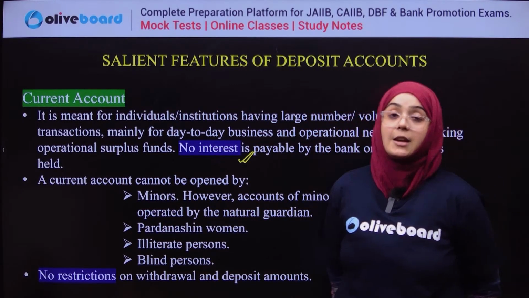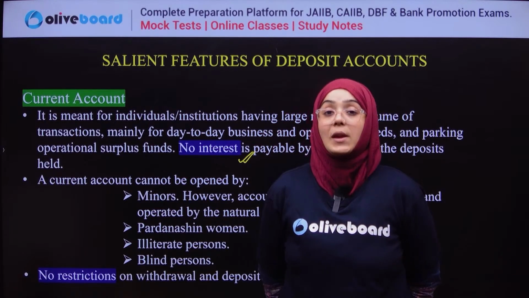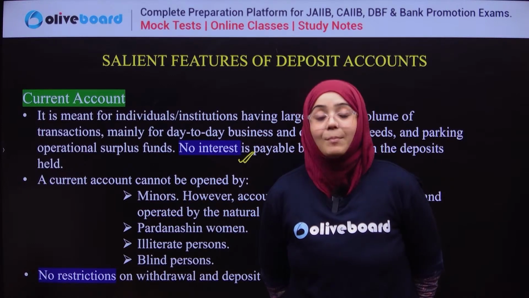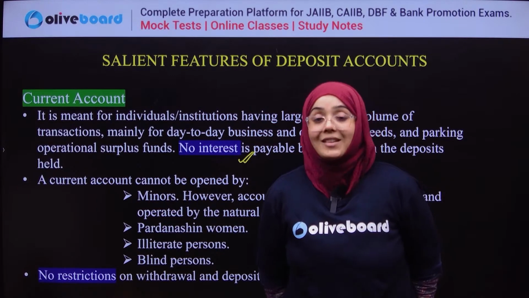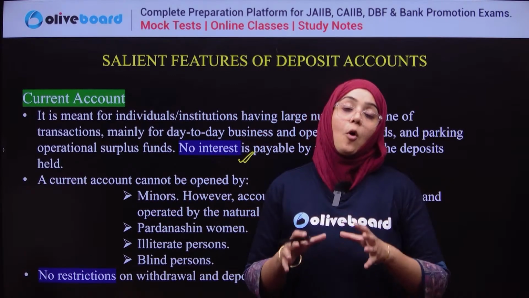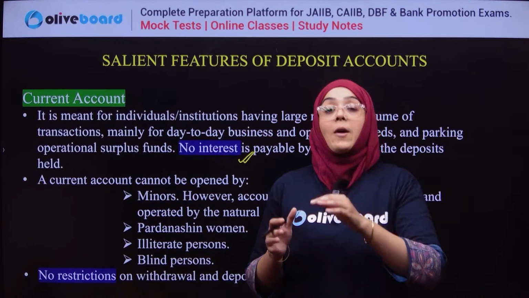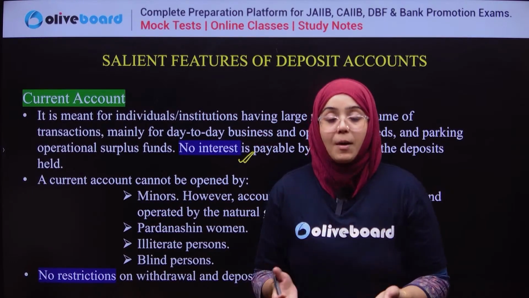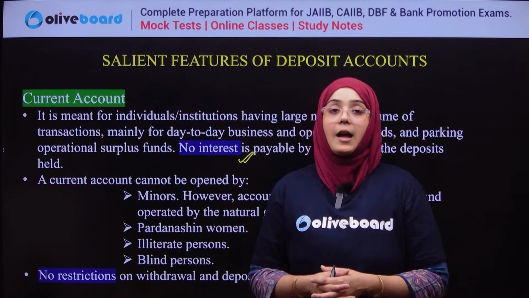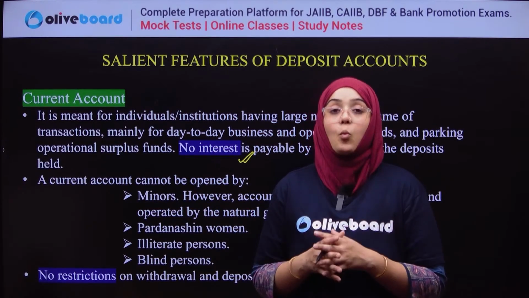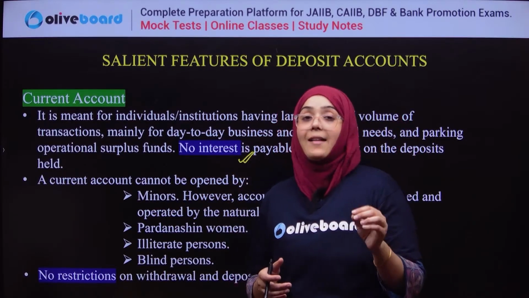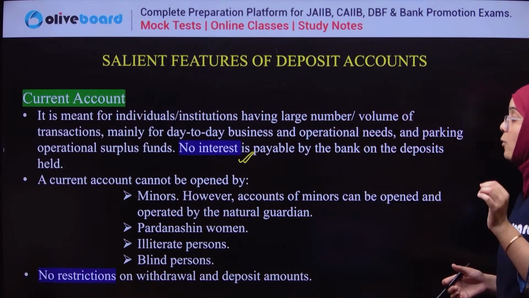So first of all, what is a current account? A current account is meant for day-to-day business transactions. These accounts are maintained by large businessmen, corporations or business holders who want to deal in a large volume of transactions day to day. Because it is for business purposes, and the funds in this account fluctuate widely, no interest is paid on the current account.